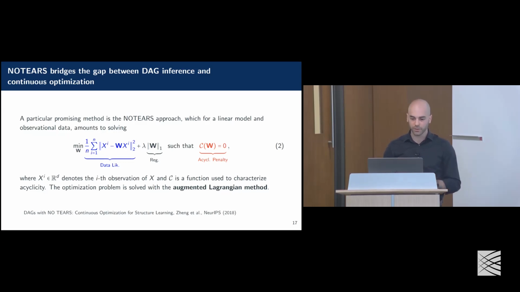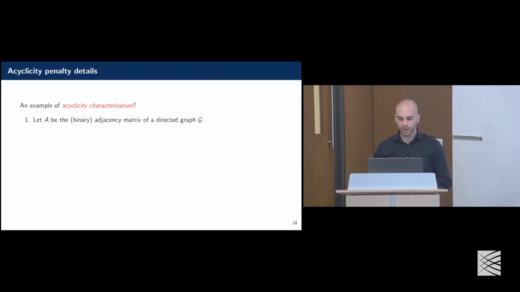But basically with this setting, we can solve this optimization problem with stochastic optimization using an augmented Lagrangian method. And this was what this paper introduced. So I want to quickly talk about, yes.